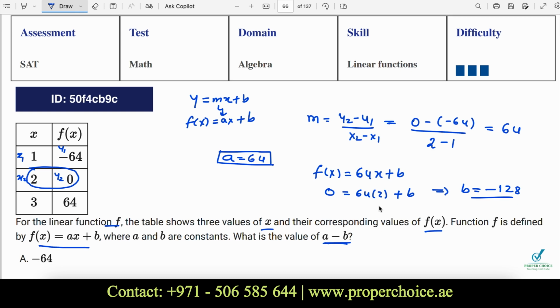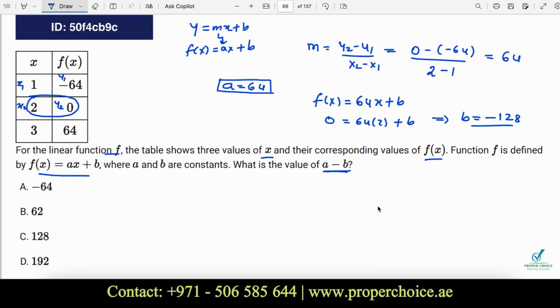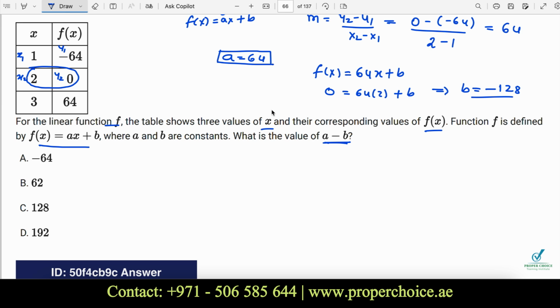But the question is asking what is the value of a minus b. As we got a equals 64 and b equals negative 128, that is 64 minus of minus 128. What answer are we going to get? Which is equal to 192. Makes sense with option D.